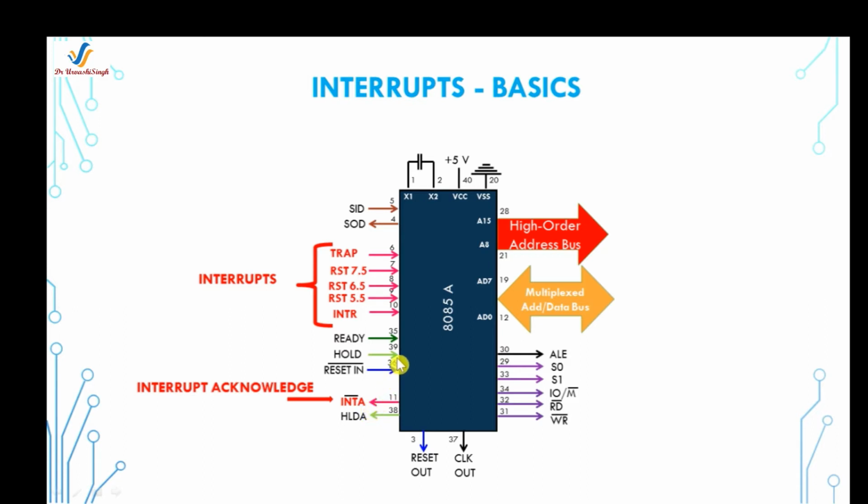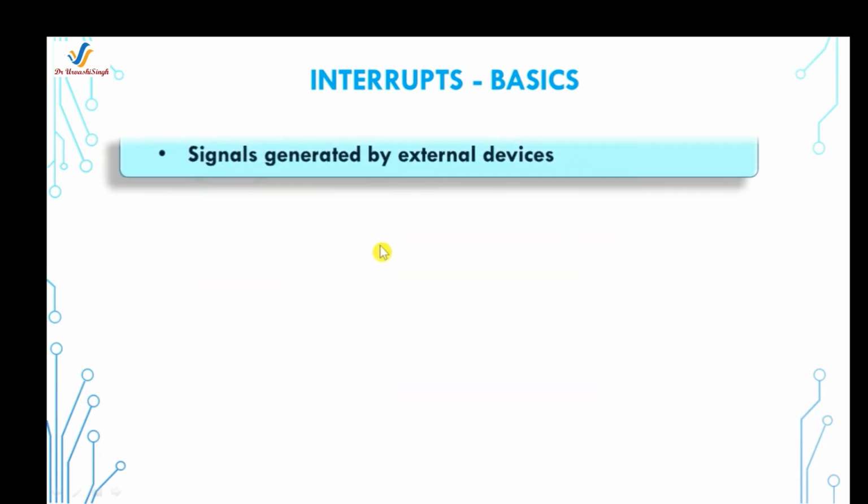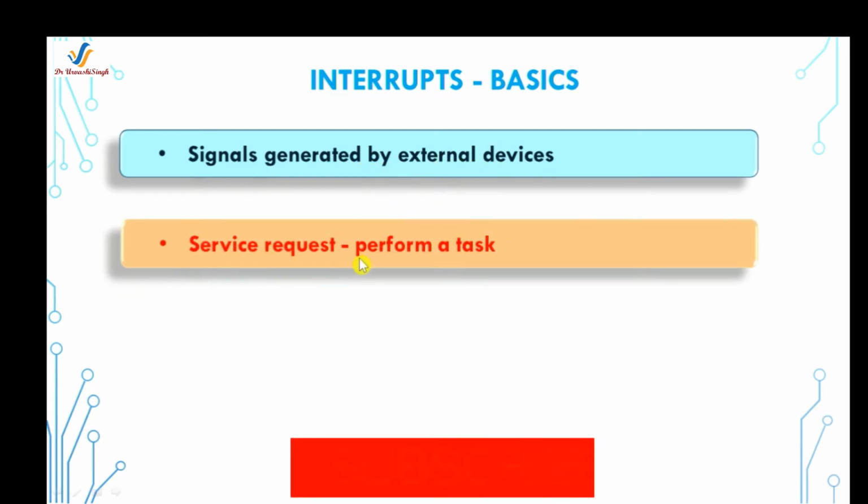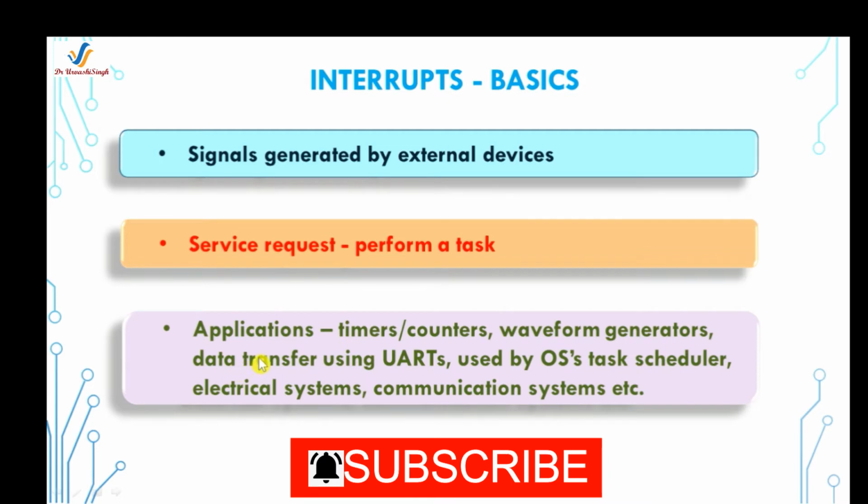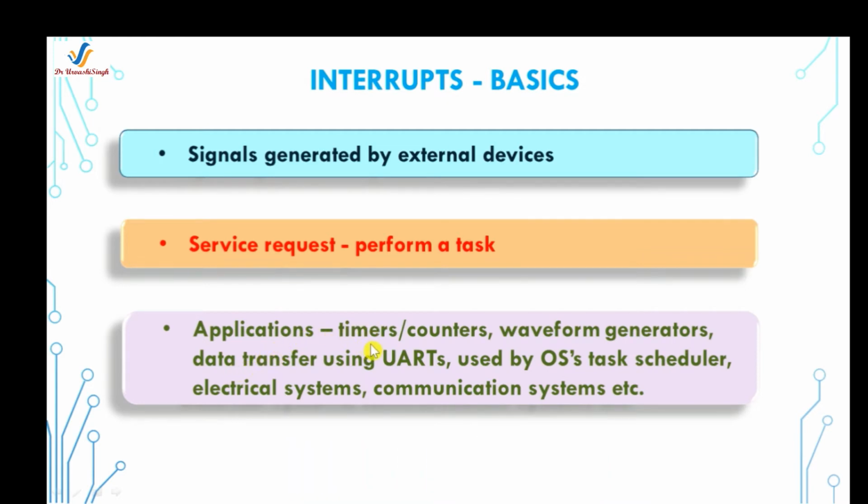Now let's define what are the interrupts. So interrupts are the signals generated by the external devices where they request the microprocessor to perform a task. Now let's see where it can be used. There is a wide area of applications of interrupts. It can be used in timers, counters, waveform generators, data transferring using UARTs, used by the task scheduler of the operating systems, various electrical systems and communication systems, and so on.